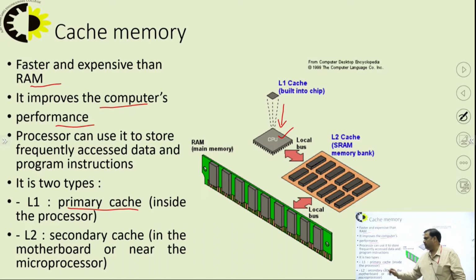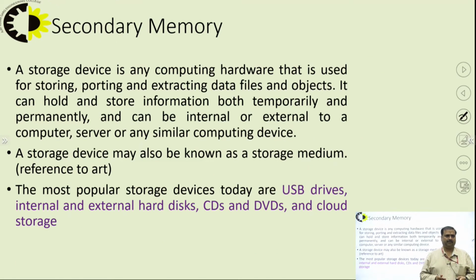Another is level 2, the secondary cache, which is on the motherboard but in between the RAM and the processor. So the processor is near to the L2 cache and the data will be transferred from RAM to L2 and L2 to processor. The data which is being used frequently will be kept in level 2 cache. There may be other levels of cache also to make the system more and more efficient.